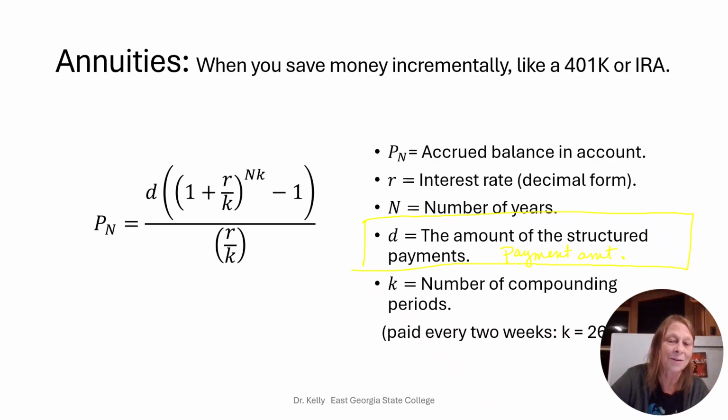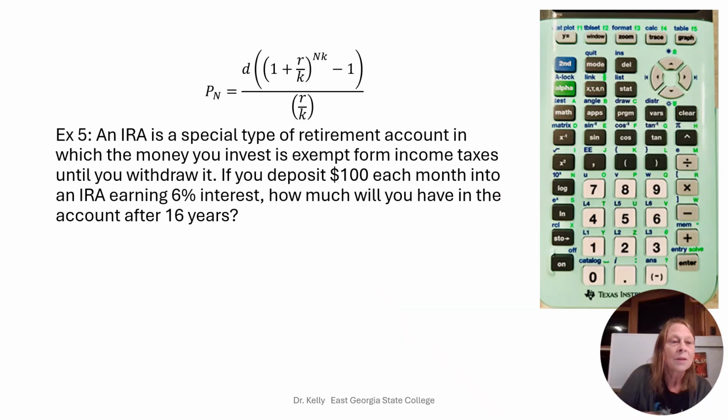Okay, let's keep going. Let's look at this question here. An IRA is a special type of retirement account in which the money you invest is exempt from income taxes until you withdraw it. If you deposit $100 each month into an IRA earning 6% interest, how much will you have in the account after 16 years?